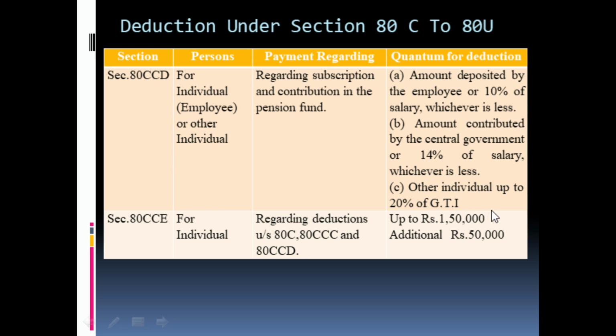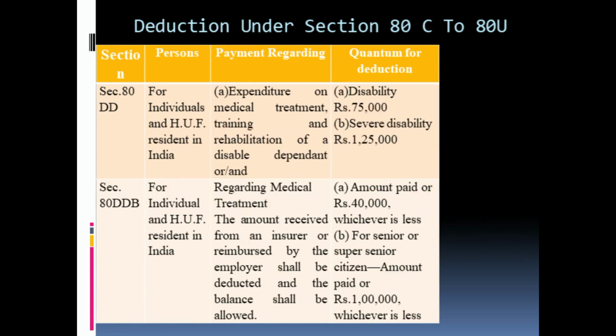Next, deduction under section 80CCE. This is also applicable for individuals only. Here the payment is regarding deductions under section 80C, 80CCC and 80CCD. Now we can calculate the overall limit for section 80C is rupees 1,50,000. After that we have to add an additional 50,000 for deduction under section 80CCE. So the overall limit is 2 lakh.